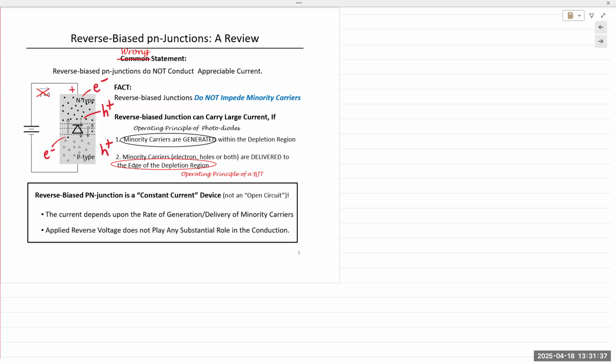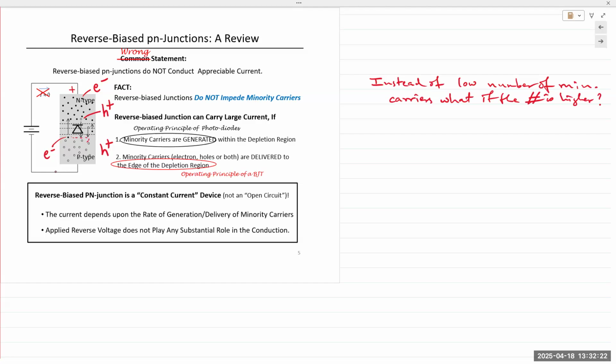Okay. So instead of having, as in this illustration, one electron and one hole on each side, let's say you have a plethora of minority carriers. So instead of a low number of minority carriers, what if the number is higher? Okay. What happens? What do you think would happen?